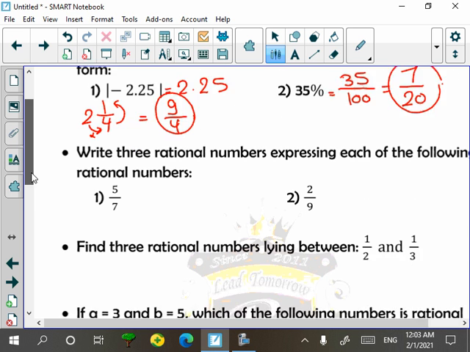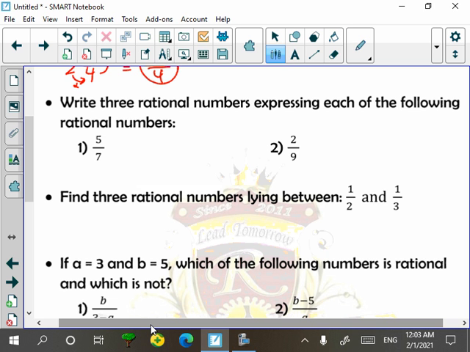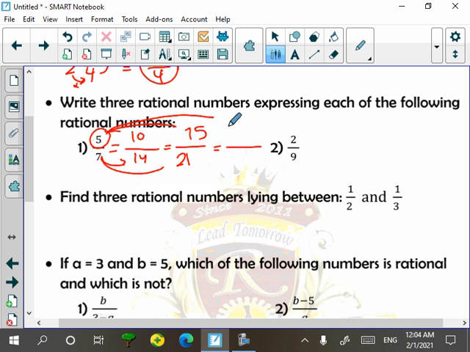Write 3 rational numbers equivalent to each of the following rational numbers. How can we find them? 5 times 2 equals 10, and 7 times 2 equals 14. 5 times 3 equals 15, and 7 times 3 equals 21. 5 times 4 equals 20, and 7 times 4 equals 28. So 5 over 7 equals 10 over 14 equals 15 over 21 equals 20 over 28.